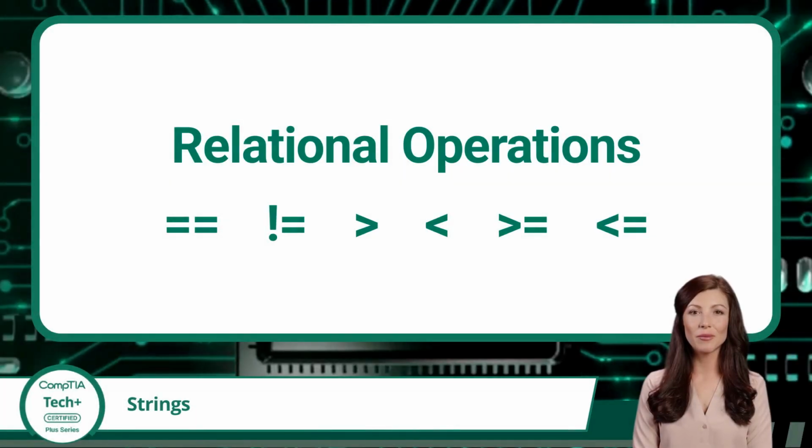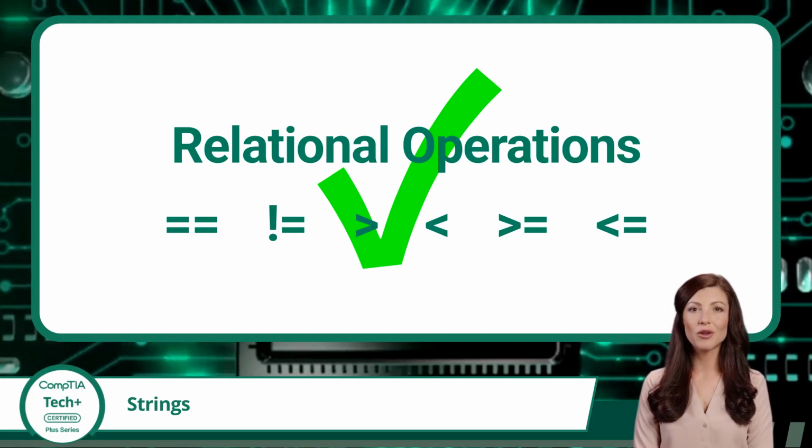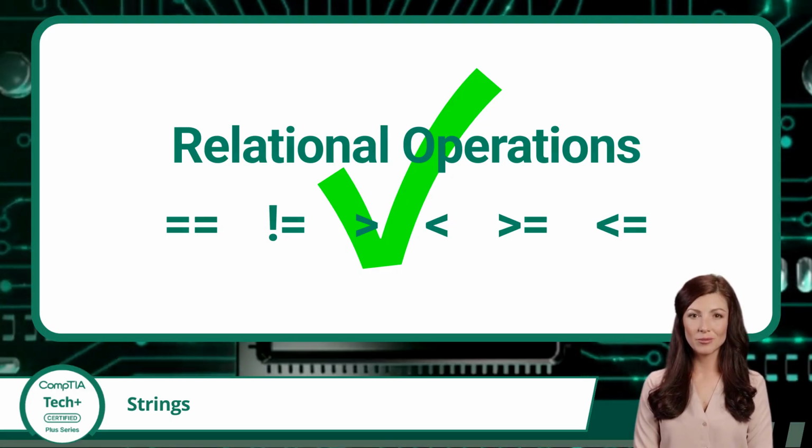The string data type also supports relational operations. Strings are compared one character at a time. When different characters are found, then their binary code point values are compared. The character with the lower code point value is considered to be smaller.